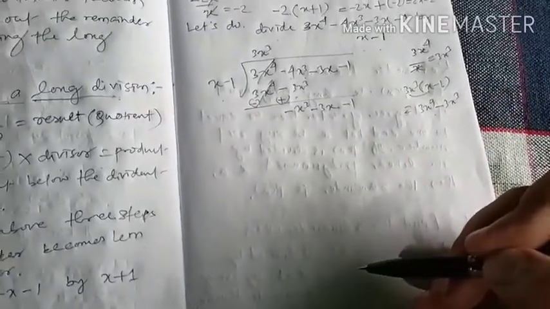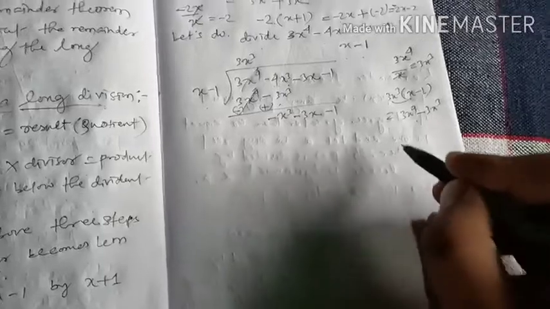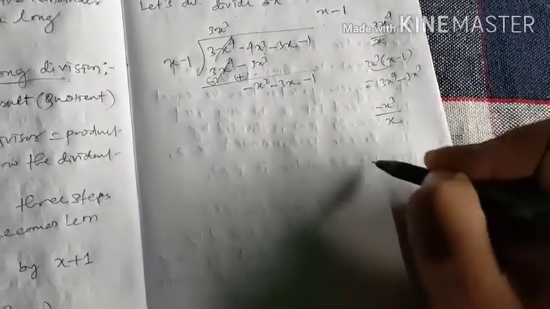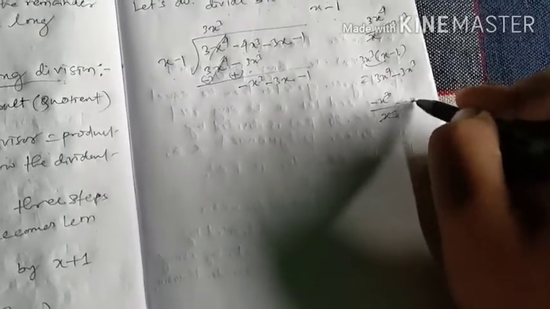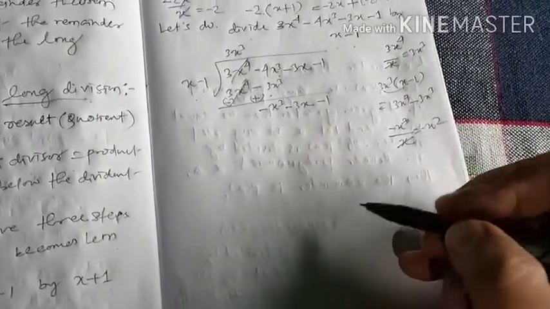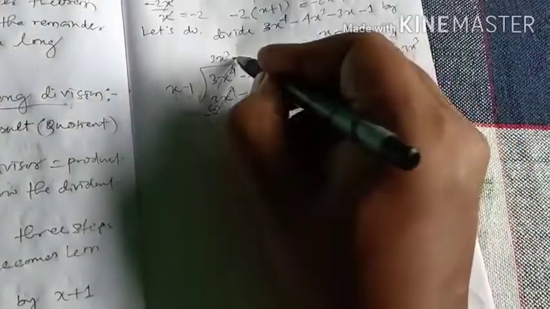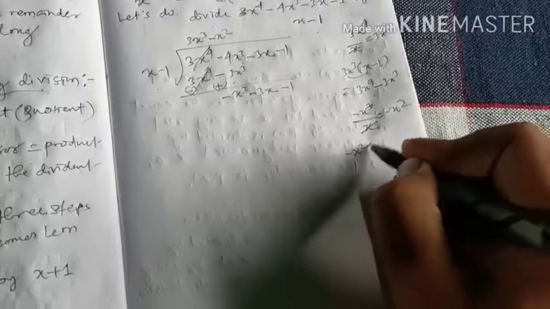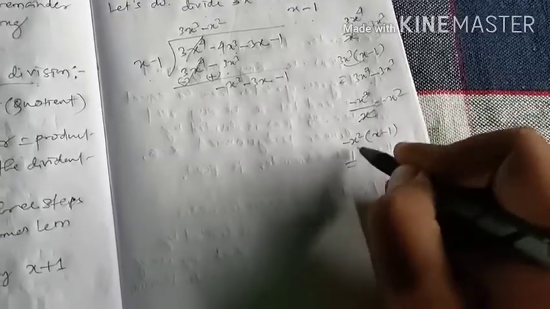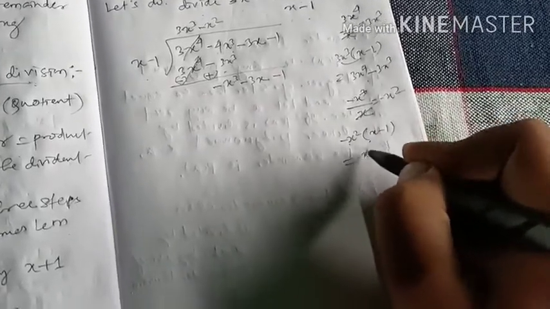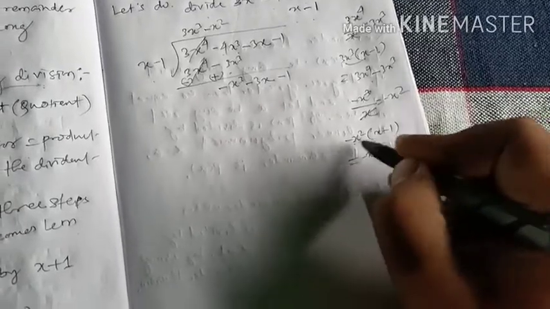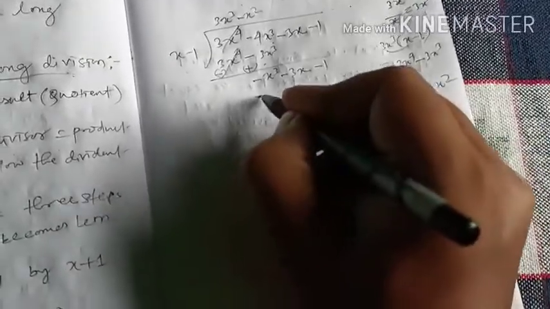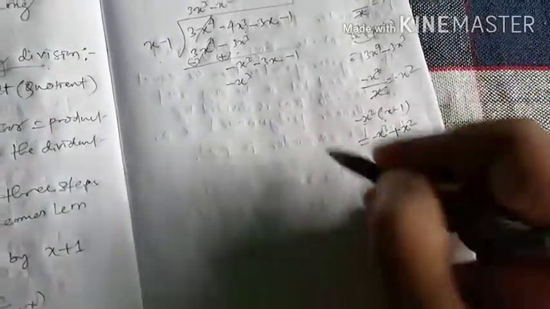We will do the same step again: divide the first term of the dividend, that is minus x cube, by the first term of the divisor, that is x. Here we will get minus x square. Again we will write the result in the quotient part, minus x square, and multiply the quotient by the divisor, that is x minus 1. Minus x square into x is minus x cube, and minus x square into minus 1, minus minus, is plus x square. Here we will get minus x cube plus x square.